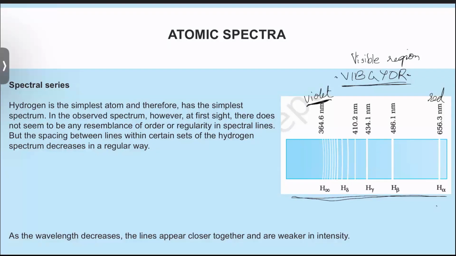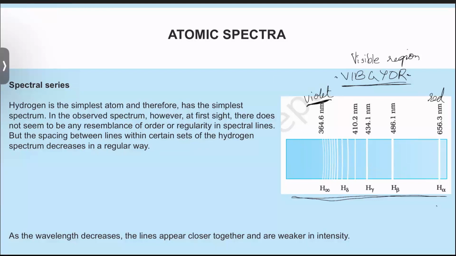Okay, or the violet color. So as the wavelength is decreasing, the distance between the lines is decreasing, and we can say that it is getting weaker in intensity, the line spectrum that we see over here.